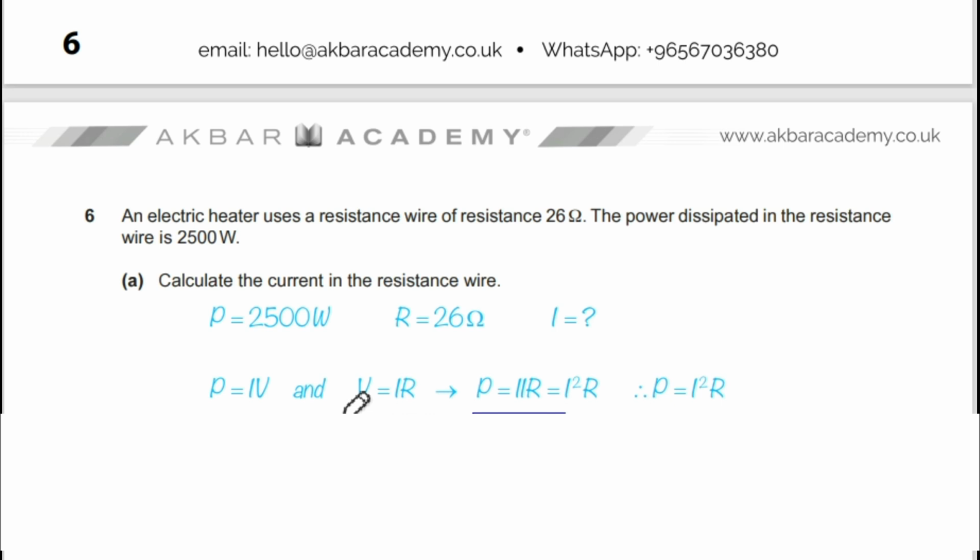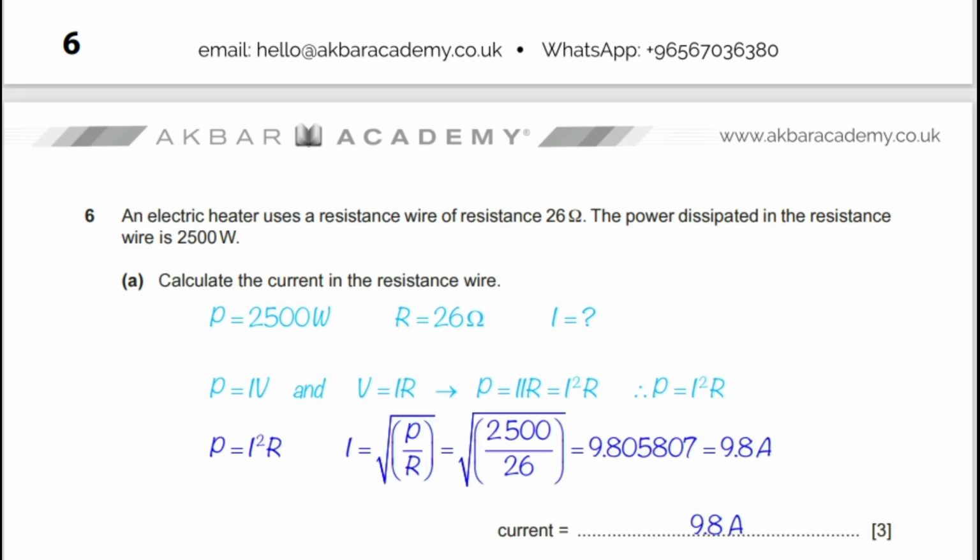Ohm's law states that voltage equals current multiplied by resistance. Power can also be expressed as current multiplied by voltage. Substituting voltage from Ohm's law into the power equation gives us power equals current multiplied by resistance multiplied by current, which simplifies to power equals current squared multiplied by resistance. This equation helps us determine the power dissipated in a resistive component based on its resistance and current.